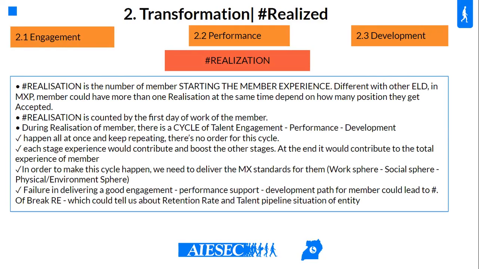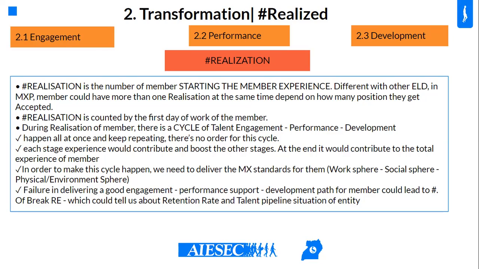Immediately I start my first day of work. That's when I become realized. So now during the realization, the member goes through engagement, performance, and development. They happen all at once and they keep repeating. So the way we've labeled them 2.1, 2.2, 2.3, it doesn't mean that they happen in a particular order, right?